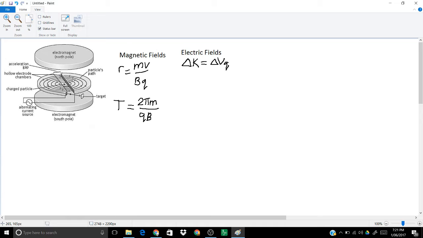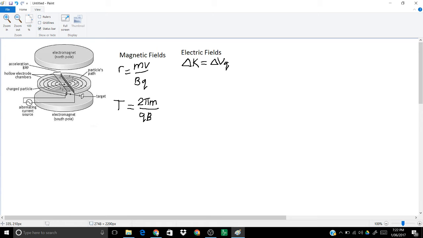All right, this part in the middle is very important. These are what we refer to as the Ds. They are evacuated hollow chambers that particles can move through. Evacuated, so in a vacuum, so they don't involve collisions. If you're trying to accelerate something, particularly a charged particle, you don't want it to collide with other particles. It will lose its energy and it will lose its charge.